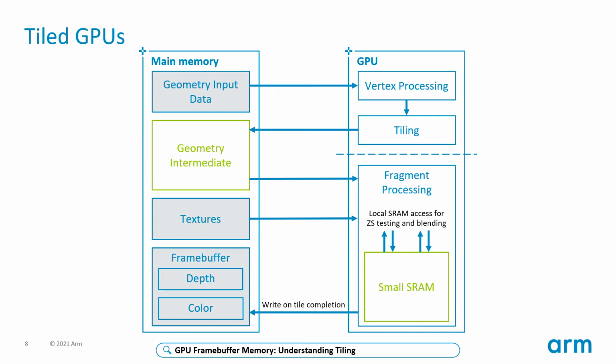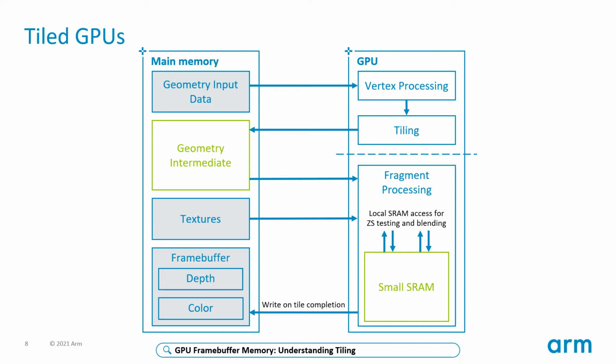On mobile devices, we typically find a tile-based renderer architecture. Focusing on the fragment processing, we are breaking down the shading into small tiles, for example 16 by 16 pixels on Mali, so that we can keep the working set in a small RAM coupled within the GPU, and then we write the tile back only when the processing has been completed.